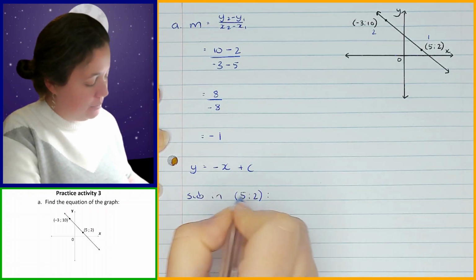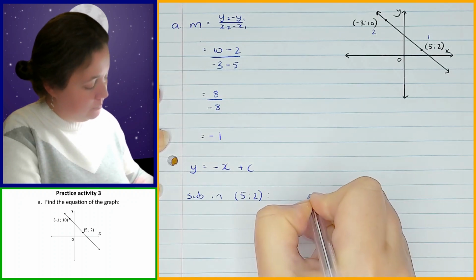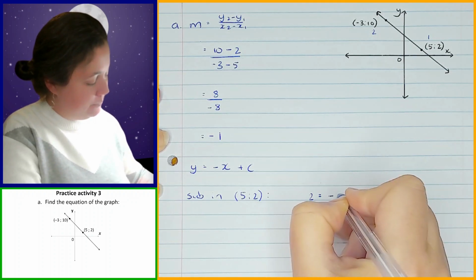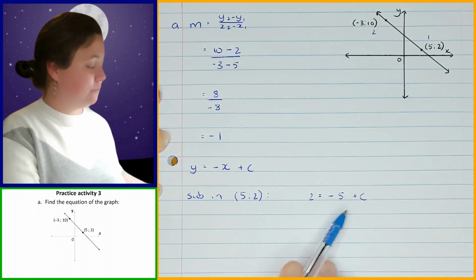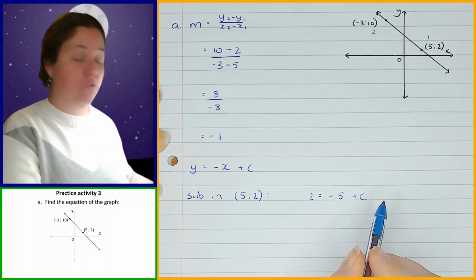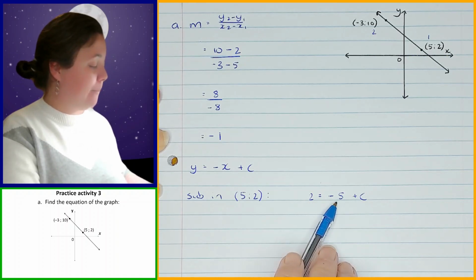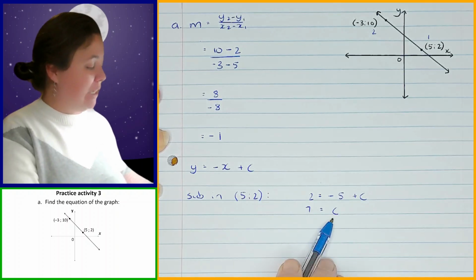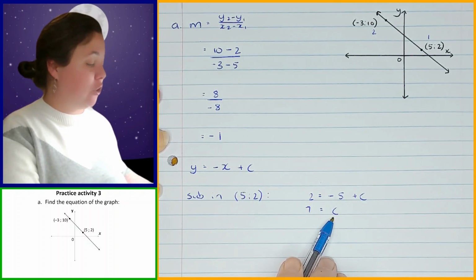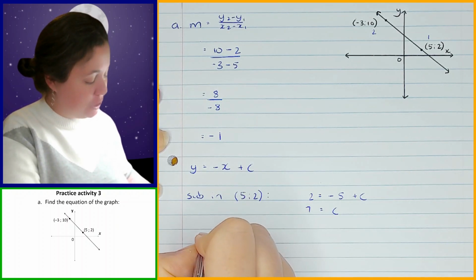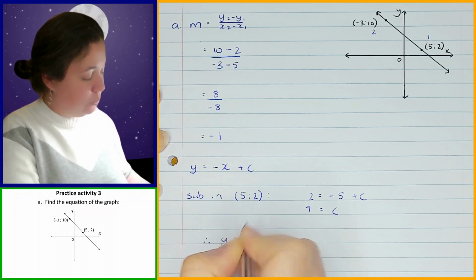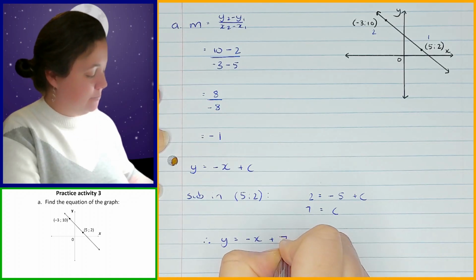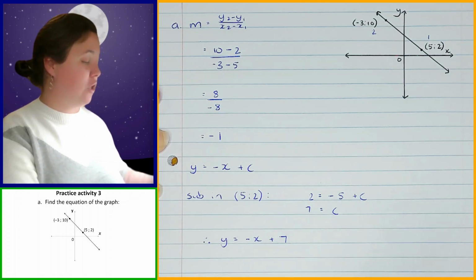So I've got y is 2, equals negative 5, plus c. Okay, so now I'm going to solve for c. Over here, I've got 2 plus 5, that gives me 7, equal to c. So now I know what my c value is, and I can put it into my equation. So my equation is going to be y equals negative x plus 7. Okay, so that's what you should have got for question A.